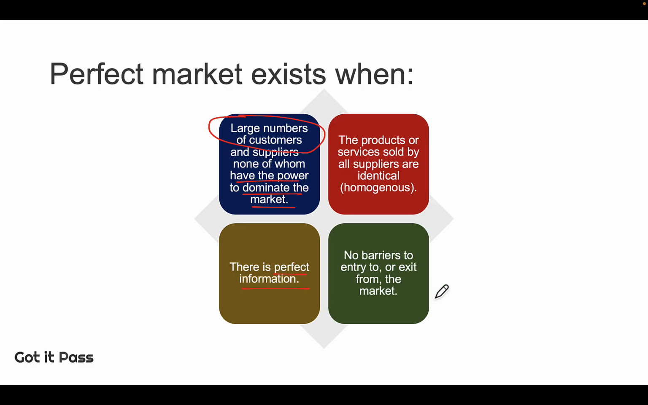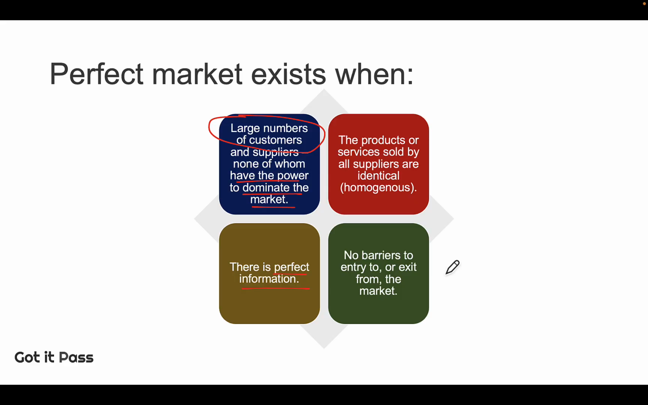The final point under perfect market conditions is no barriers to entry or exit from the market. That means if, for example, an individual would like to go into the market to sell an identical product to your competitor, you just go in. There are no barriers, no legislation or restrictions to limit your access into the market. So here are the conditions under these perfect market assumptions.